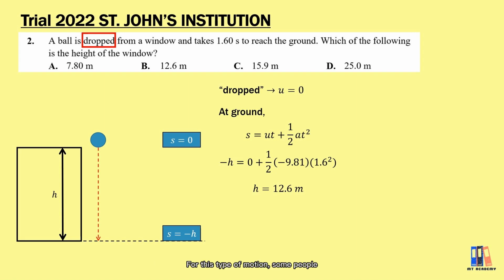For this type of motion, some people may consider the downward direction as the positive value, and it is actually okay because the motion here is only in one direction.